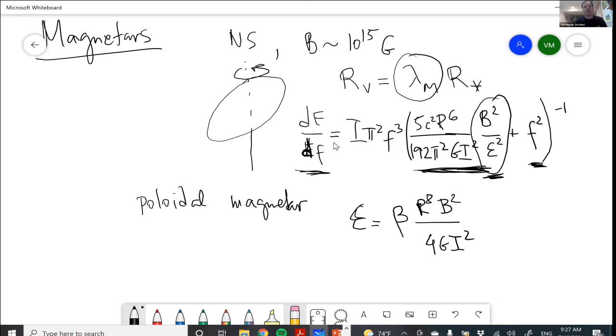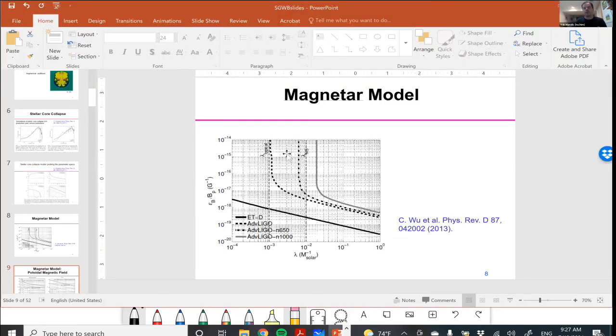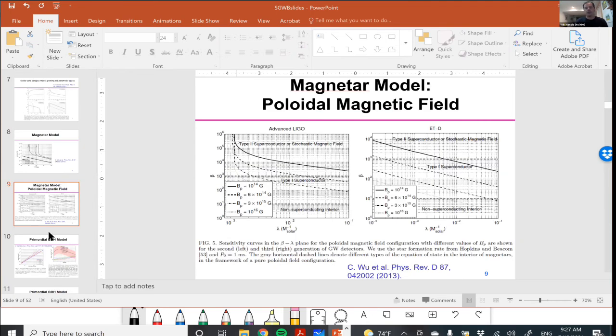This is just an example of a particular model which relates the ellipticity to the magnetic field. And if you then use that relationship, you can take these kinds of contours and convert them into contours on this parameter beta that relates the epsilon and the magnetic field, and lambda, the fraction of the stars that end up in magnetars. And that's interesting because the prediction for the beta value depends on what kind of equation of state you have inside of your neutron star, inside of the magnetar.